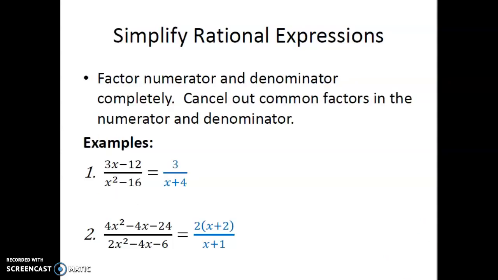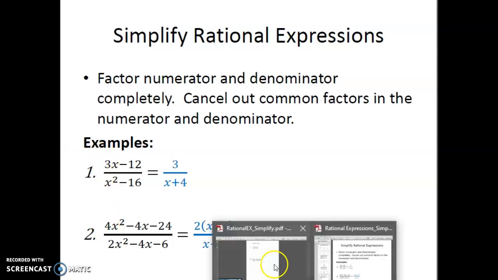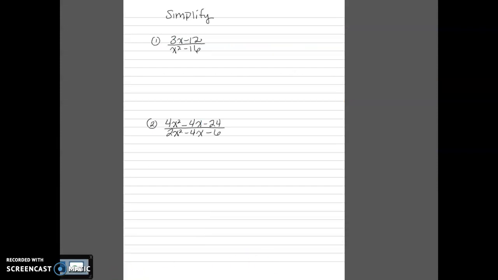Right, so let's take a look at how to simplify rational expressions. In order to simplify rational expressions, we are going to factor completely and then cancel out common factors. So we're going to take a look at the two examples that you see here. All right, so I have these examples written out. We'll take a look at the first one, where we have 3x minus 12 over x squared minus 16. So we're going to factor as much as possible. And then just like when we have fractions, if we have a common factor in the top and bottom, we can cancel that common factor out.